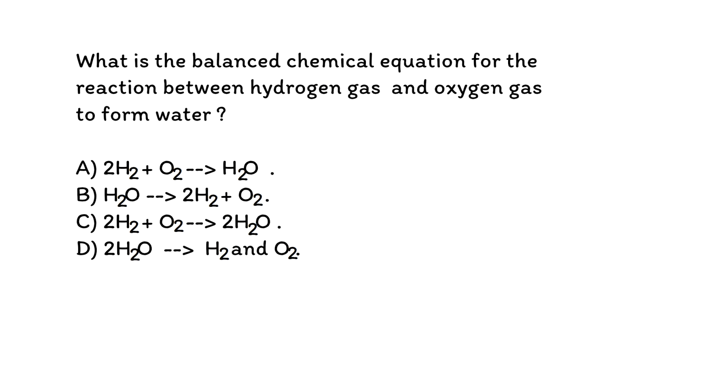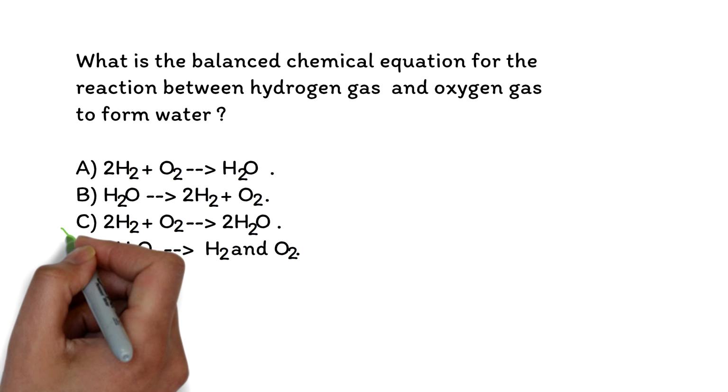What is the balanced chemical equation for the reaction between hydrogen gas and oxygen gas to form water? A. 2H2 reacts with O2 to get H2O. B. H2O breaks down to 2H2 and O2. C. 2H2 reacts with O2 to give 2H2O. D. 2H2O breaks down to H2 and O2. The correct answer is C.